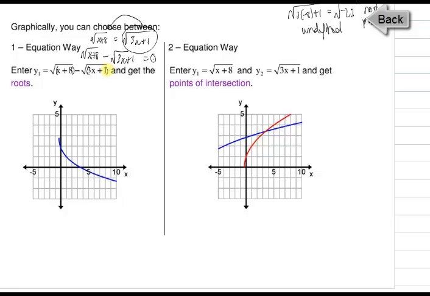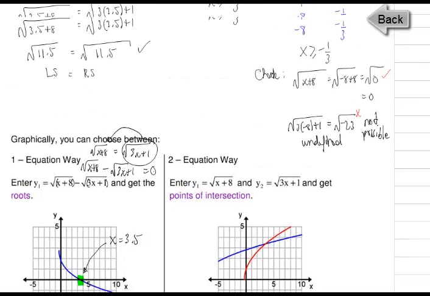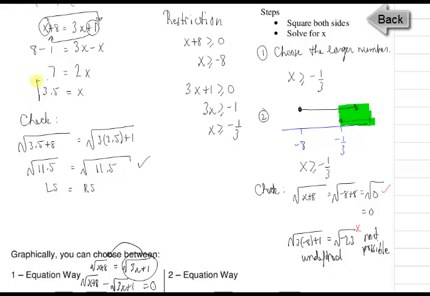Now when you put this into your graphing calculator, you will want to make sure that you have brackets around your radicands. Okay, so when you use the one equation way, what you're looking for are the roots of your equation. In other words, where does your equation cross the x-axis? And you can see that that happens right here. So if you go into your graphing calculator and look for your zeros or your roots, you will find that x is equal to 3.5. And that is in agreement with the solution that we have up here.